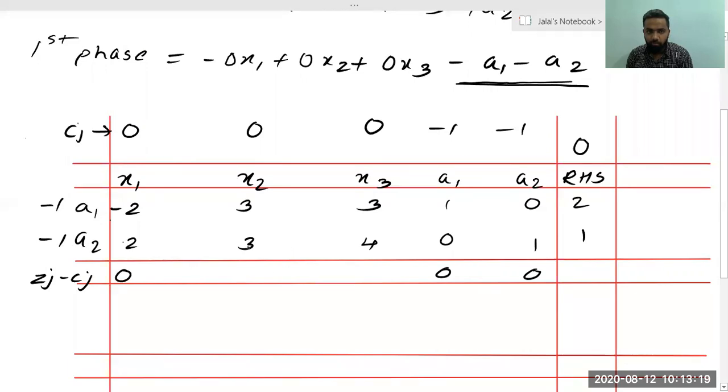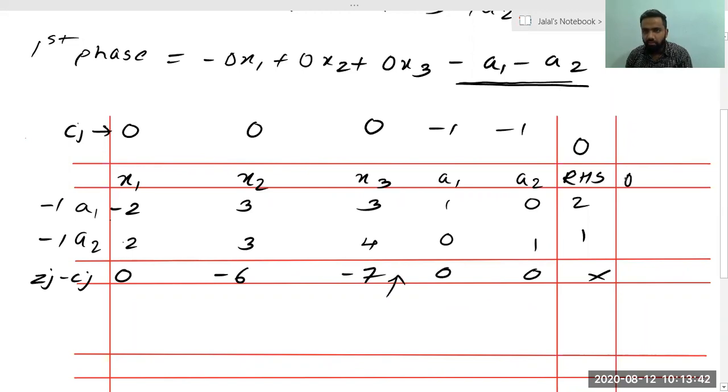Now this value, minus 3 minus 6, right? Yeah, minus 6 minus 0 will be minus 6. Now this value, this will be minus 3, right? Yeah, minus 3 minus 4 is minus 7, minus 7 minus 0 will be minus 7. So we have got some values. We need not find this value. Okay, now the most negative is minus 7.